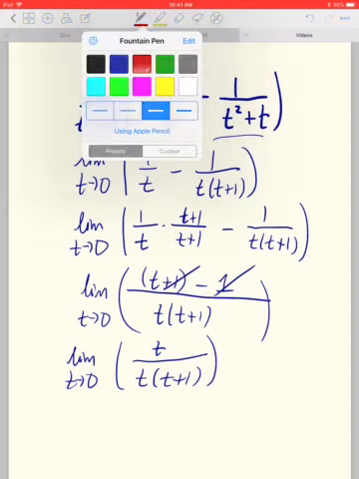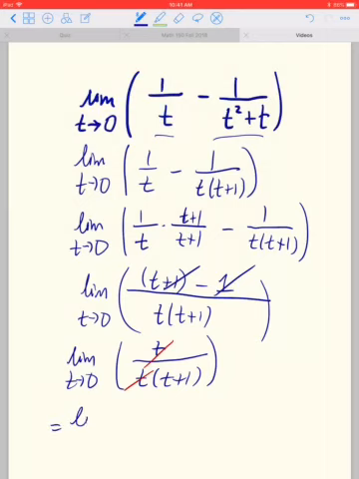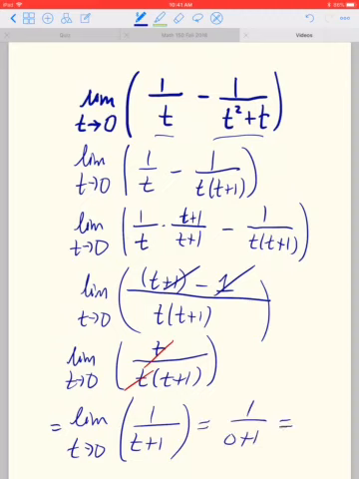And now we can see that we're back in sort of familiar territory from the first way we solved it. We're going to have the limit of 1 over t plus 1, which is 1 over 0 plus 1, which is 1 over 1. So we saw two different ways to solve this. The point of doing this problem in two different ways is to show you that even if you choose a different common denominator, you can still get the correct answer at the end.